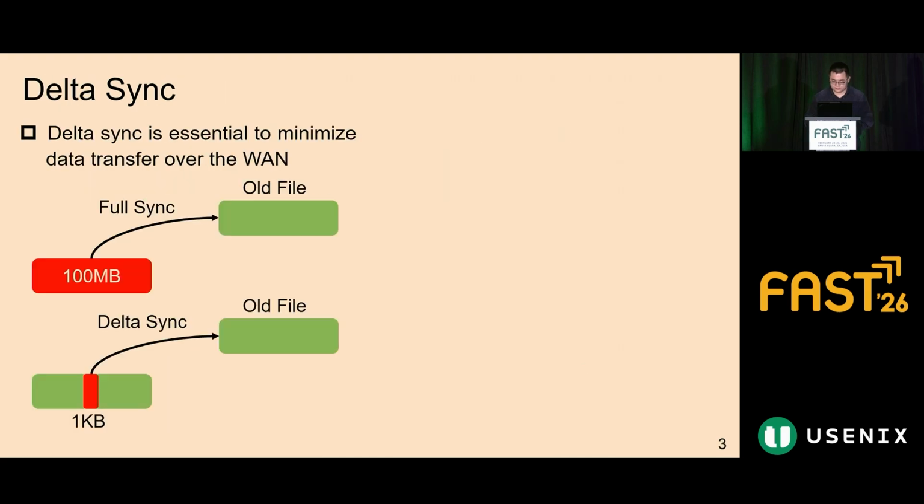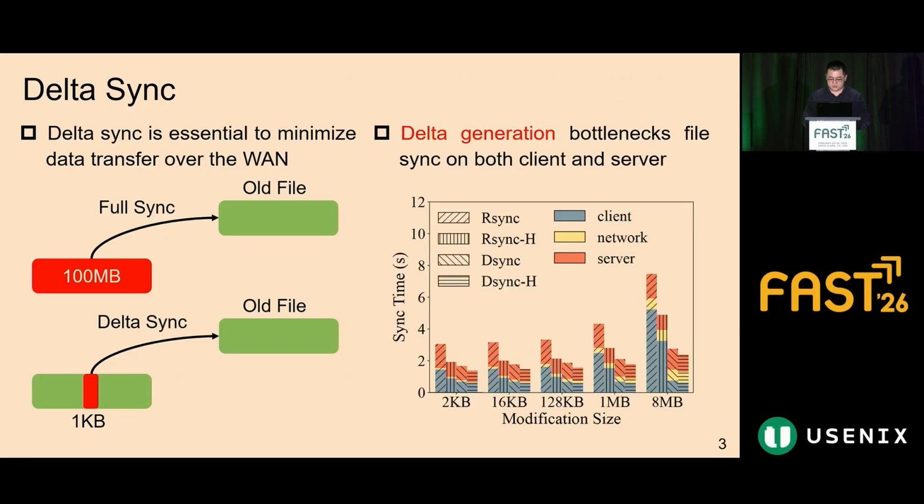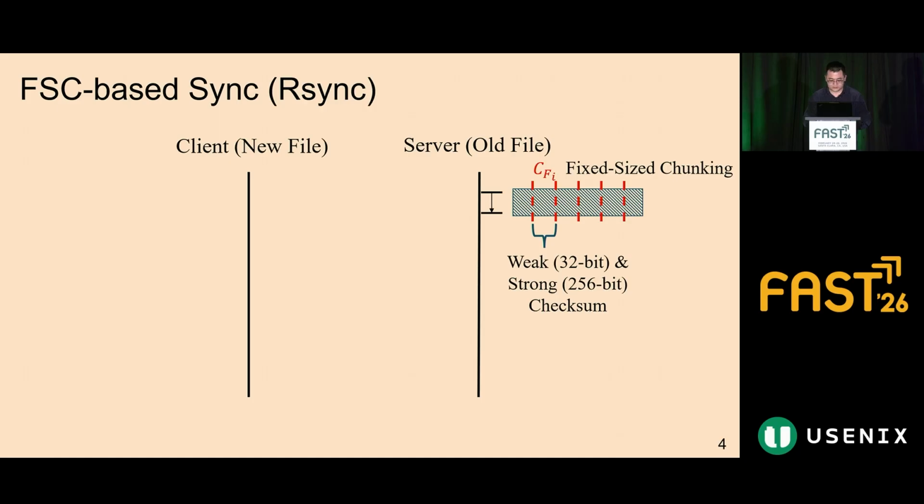To save network bandwidth, data sync is currently widely used. Data sync only transfers modified parts of a file. However, finding these modified parts is called data generation. Data generation creates a big bottleneck on both the client and the server. There are two main ways to do data sync.